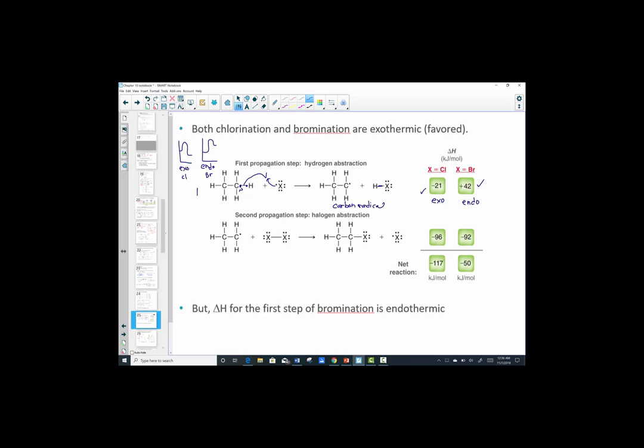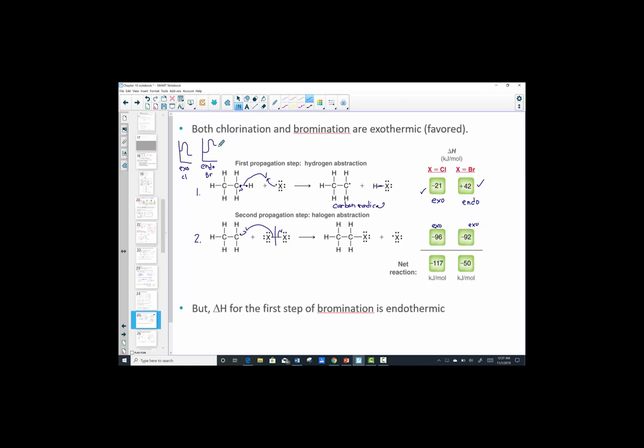The second propagation step is the halogen abstraction. That means I break this bond and we have a homolytic bond cleavage. One of the electrons reaches out to form a new bond with the chlorine, and the second one will collapse back onto the next halogen. Notice that in the second step, if it's chlorine, it's negative 96, so this is exothermic. And for bromine, this is also exothermic and pretty close to the same value.